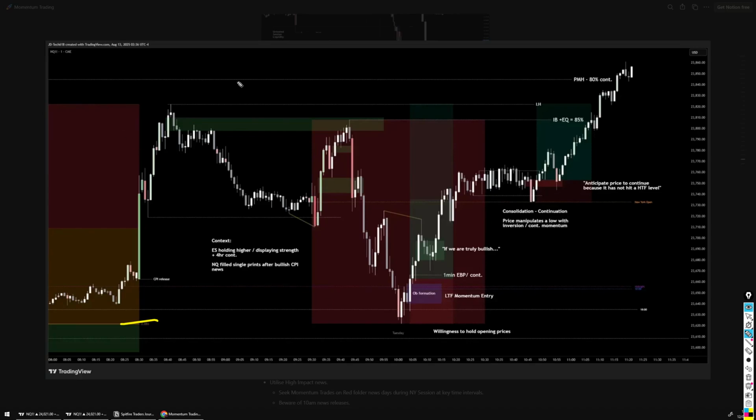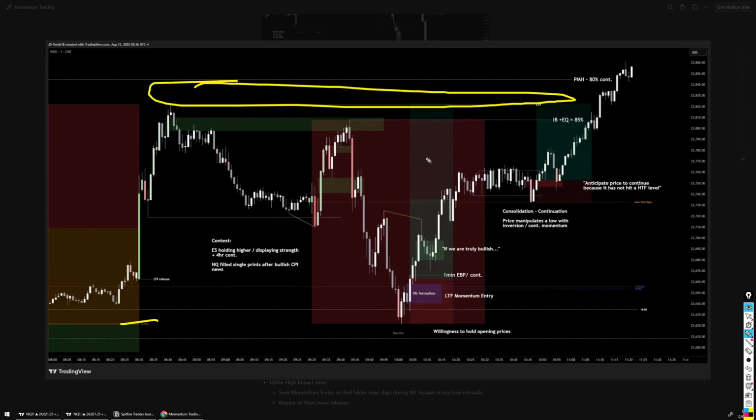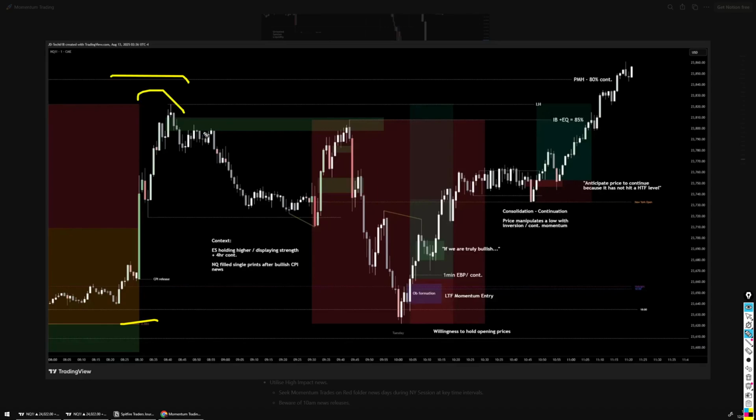What else are we doing? Well, we're trading towards untested liquidity, so untested highs. You also had an IB EQ 50%, 85%. You had a previous month high with an 80% continuation. You've got bias for higher. You also had a context of a really bullish CPI. A bunch of different factors. But what I'm trying to show you here is when price is expanding, we can simply use the candles' makeup and the way they action themselves in order to determine: are we still expanding? Are we in an expansive market?